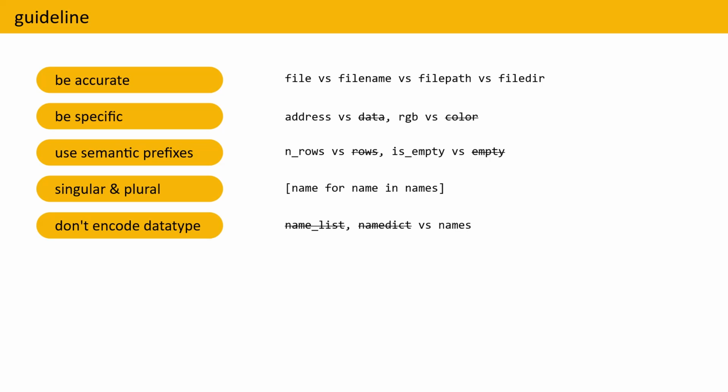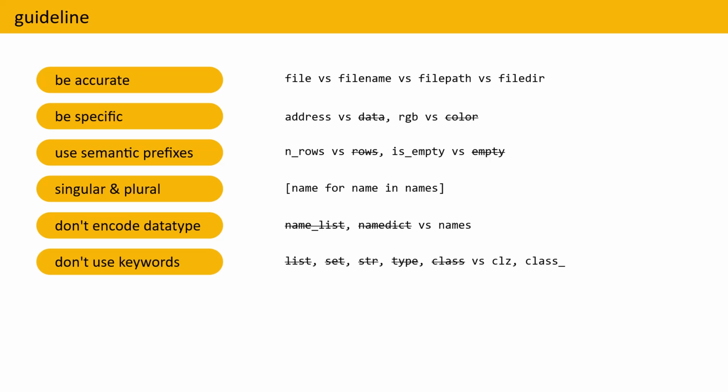Don't encode data types in names. Data types may change, but we want names to be as stable as possible. Don't use existing Python keywords as names for variables or functions. Using list is a common mistake. Instead, use shortened versions or append an underscore to avoid such naming conflicts.